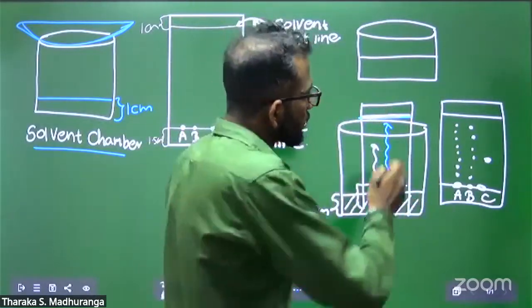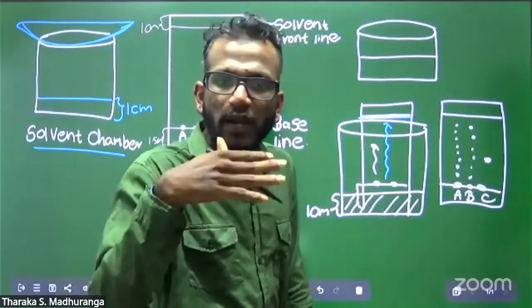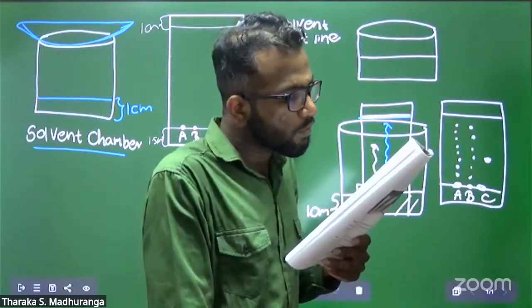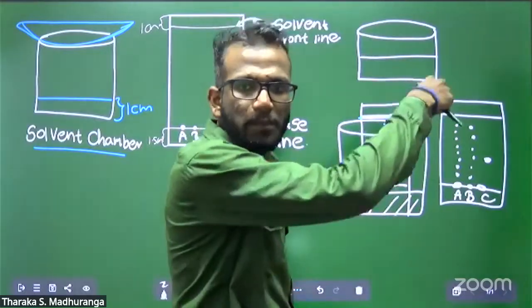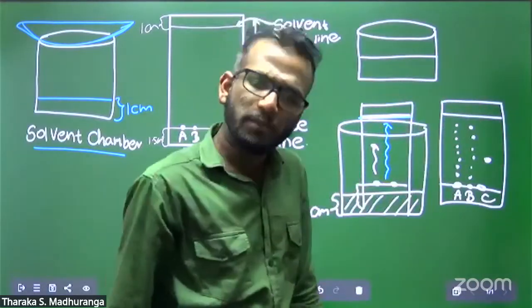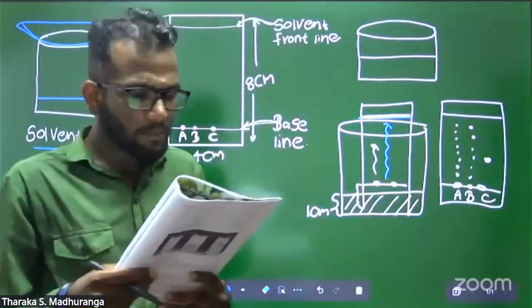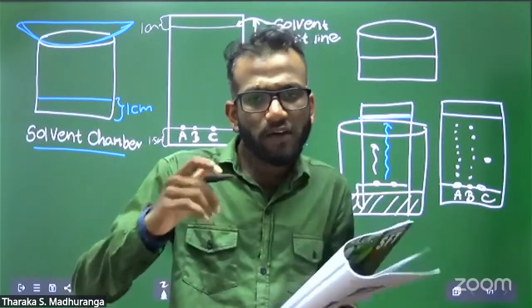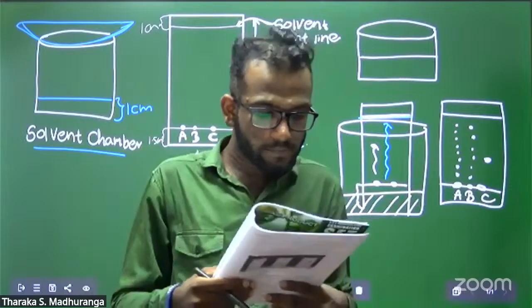Both are okay. The recommended way is to mark the solvent front early and then place the paper, but the tutorial notes say to place the paper and then mark the solvent front. Both methods are okay, you can remember both. Somehow you need to mark the solvent front 1 centimeter below the top edge.